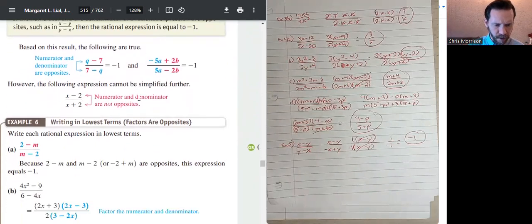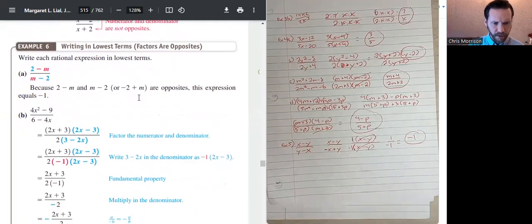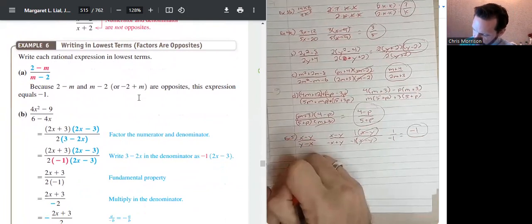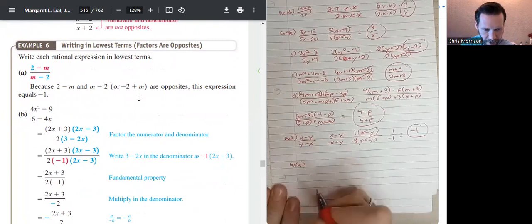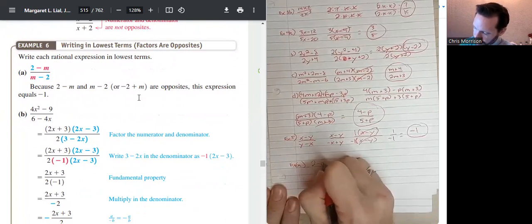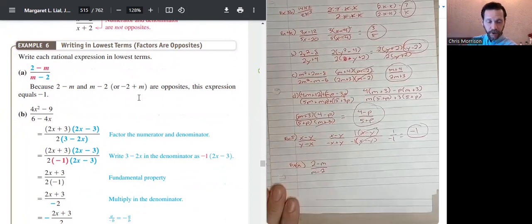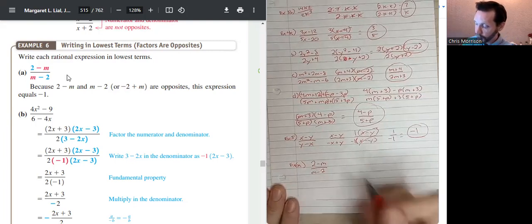But again, when you play with all these, in fact, example 6, let's go ahead and do example 6a. We're going to see example 6a is just another one of the ones we just did. Example 6a is 2 minus m over m minus 2. Now, again, I'm going to do more work than the book. The book is just going to point out that they're opposite. So it's a -1. I'm going to show you.